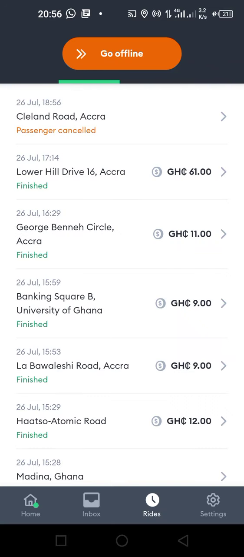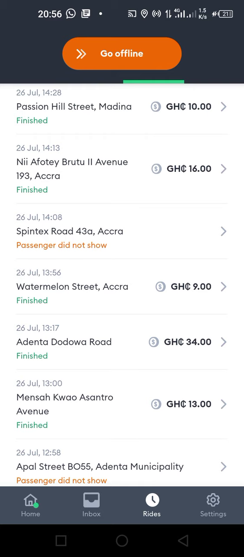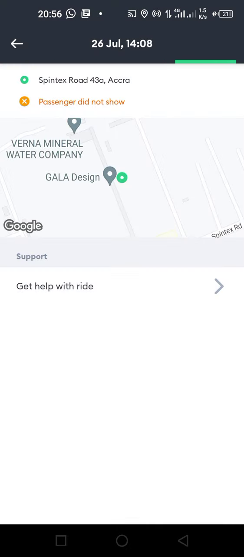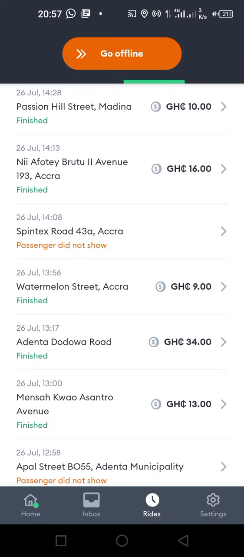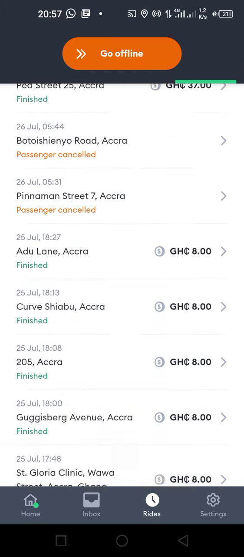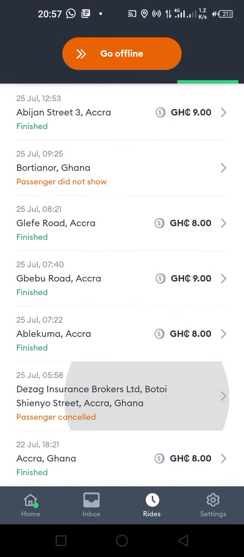So we head towards the Bolt drivers app first. You see, order cancelled. The passenger has cancelled the order. As I said, a passenger can also cancel an order, for instance after requesting a ride, the passenger cancels it. So let's go through some trips and see. When you get a ride, a passenger can cancel the ride. This is just an example.